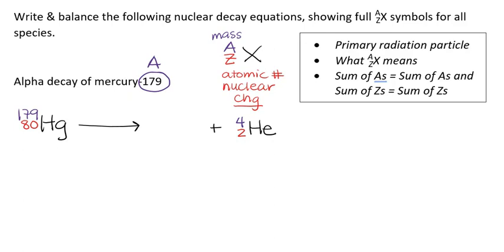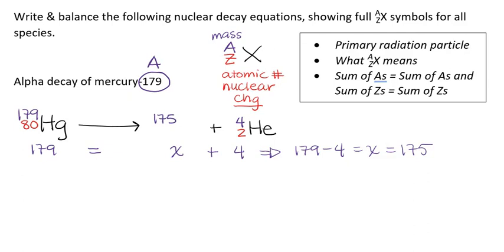So I'm just going to set it up algebraically. I know that the sum of the A's on the reactant side, I only have one, is 179. And that has to equal whatever I have for my isotope, the value of A, plus the value of A that I have in the alpha particle. So when I rearrange this math, I get 179 minus 4 equals X, which is 175. So the A value of my isotope, the mass of my isotope, is 175.